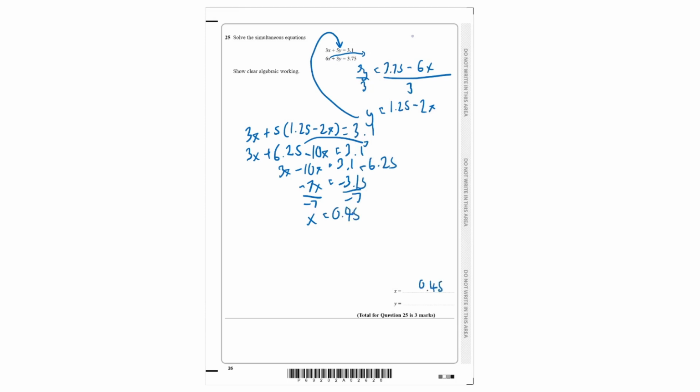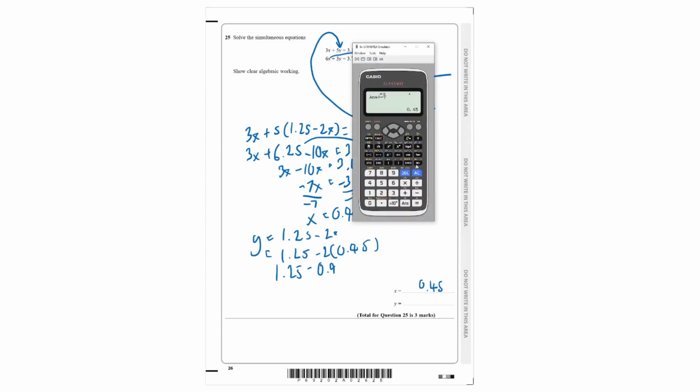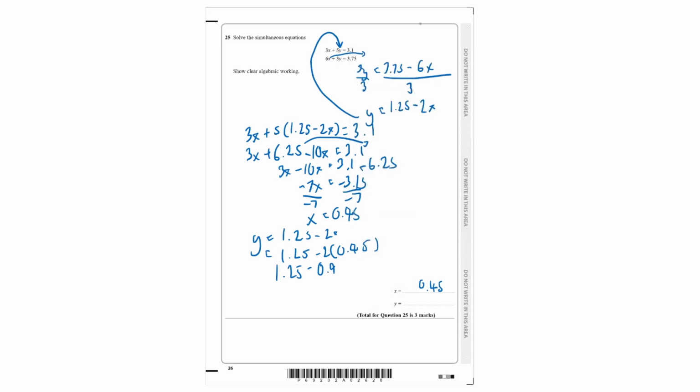0.45. And now that we know what x is, we can input that into the original equation. So we have y is equal to 1.25 minus 2x, 1.25 minus 2 times 0.45. 1.25 minus 2 times 0.45 is 0.9. And finally, we have 1.25 minus 0.9 gives us 0.35.